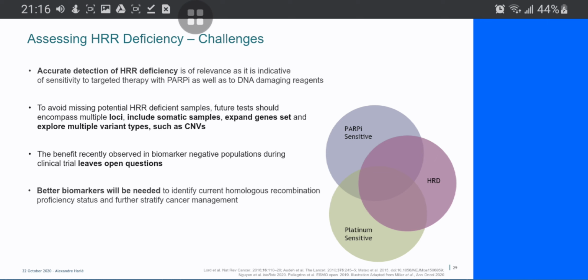To avoid missing potential HRR deficient samples, future tests should encompass multiple loci, including somatic samples, expand gene sets, and explore multivariant types such as CNVs.